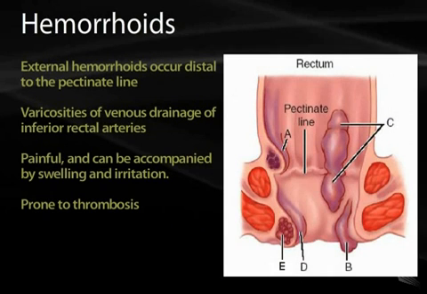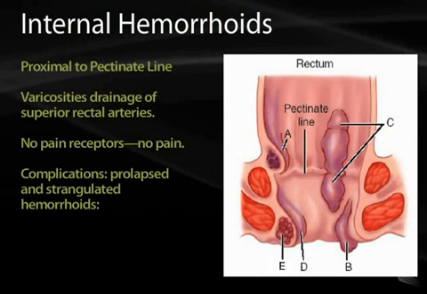Hemorrhoids are a bane of lots of people's lives, and there are two different types. There are external hemorrhoids and internal hemorrhoids. External hemorrhoids occur distal to the pectinate line and represent varicosities of venous drainage of the inferior rectal arteries. They're painful, they can be accompanied by irritation, and are prone to thrombosis.